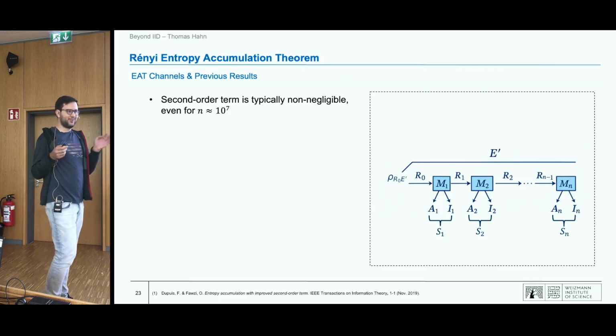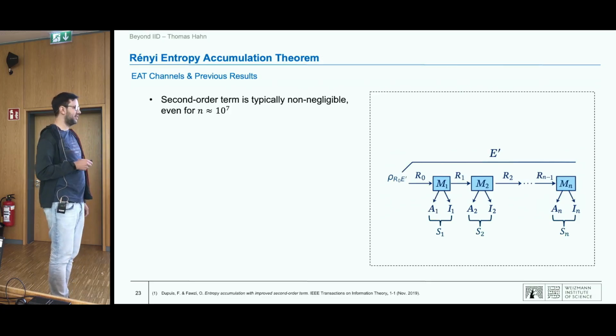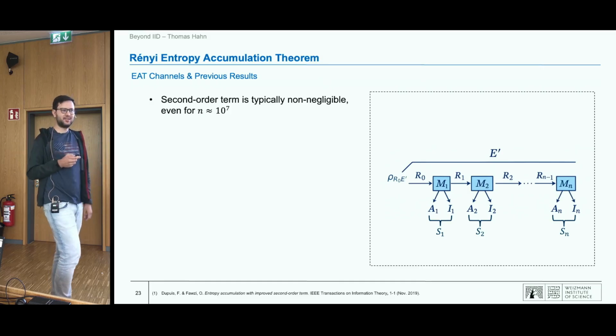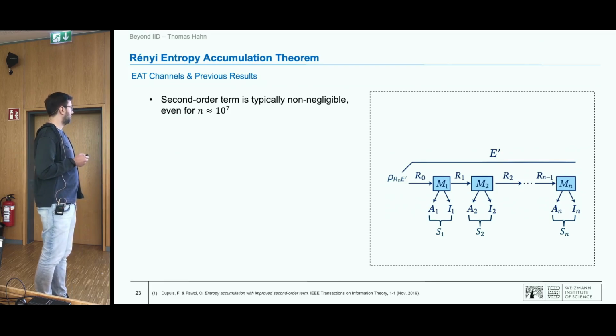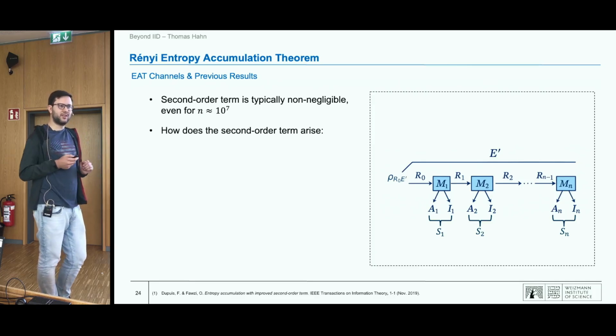However, I said the second order term is kind of negligible. It's not really true, even for large numbers of n. So even when n is about 10 to the 7, this term basically dominates, and you still get basically trivial bounds on the system. So you can ask yourself, why do these terms arise? Is there something that can be improved here, or is this all intrinsic to the analysis?